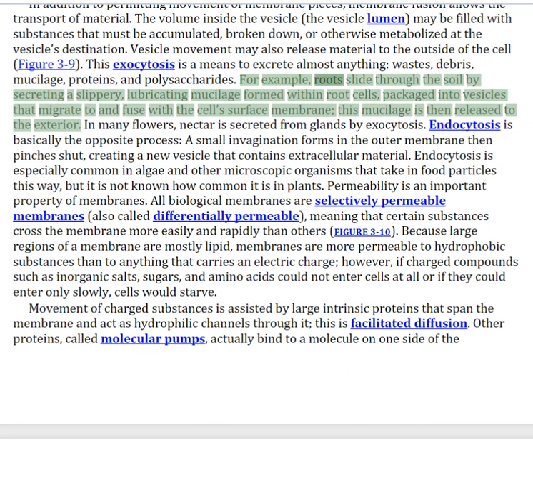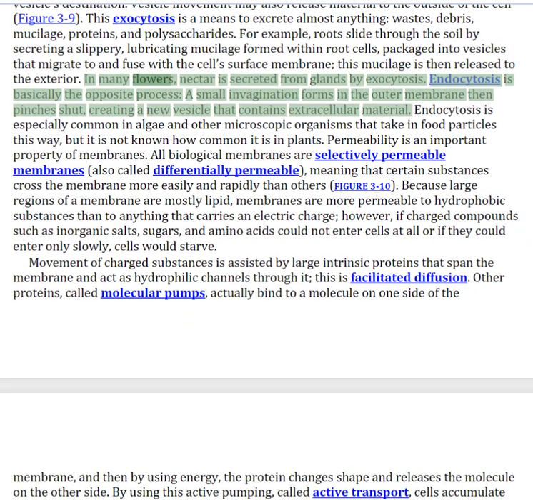For example, roots slide through the soil by secreting a slippery, lubricating mucilage formed within root cells, packaged into vesicles that migrate to and fuse with the cell's surface membrane. This mucilage is then released to the exterior. In many flowers, nectar is secreted from glands by exocytosis. Endocytosis is basically the opposite process. A small invagination forms in the outer membrane, then pinches shut, creating a new vesicle that contains extracellular material.